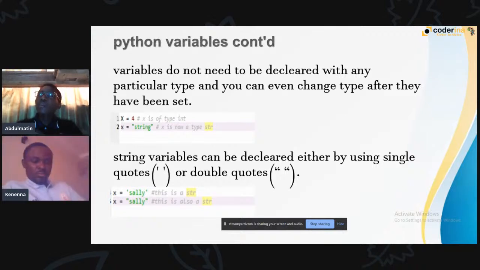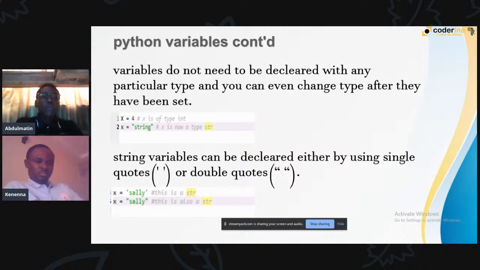But if later on, I don't feel like putting 4 inside our variable x anymore, I want to change it to another thing. So now I say x is equals to string. As you can see in our example, x is now a type string, str. Str is a short form of string. Int is the short form of integer. So now what is inside our x is string. It's no more 4, it is now string.